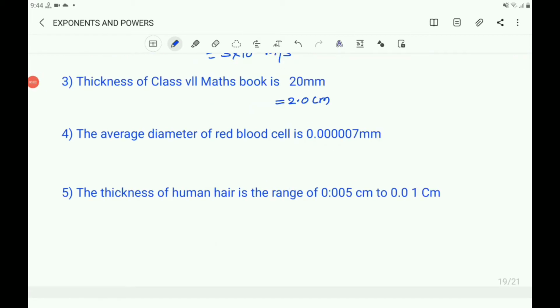The average diameter of red blood cell is 0.000007. So if you want to express that in the form of exponent, then what can you write here? That equals 7 into 1, 2, 3, 4, 5, 6. That becomes 10 to the power of minus 6, because there are six digits after the decimal point. So you can write 7 into 10 to the power of minus 6 mm.